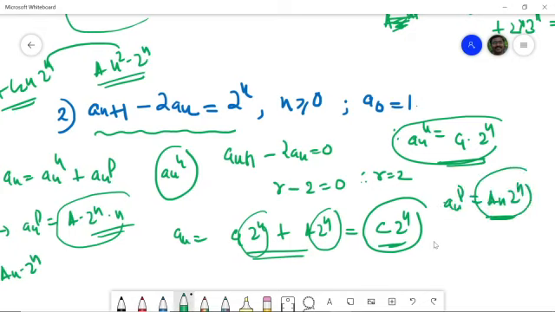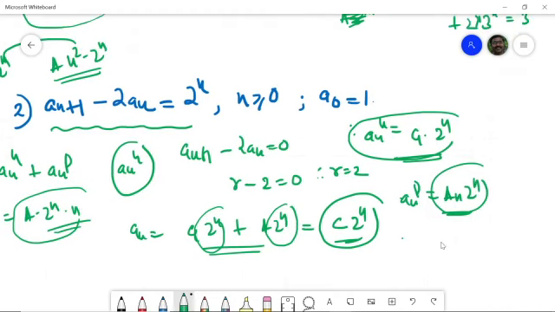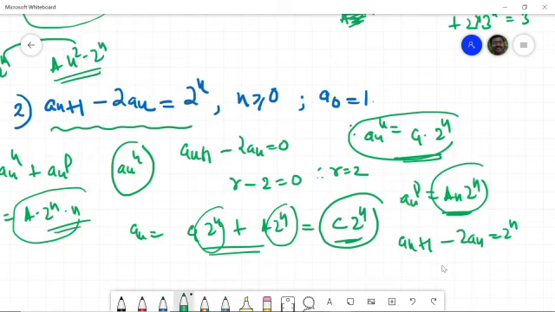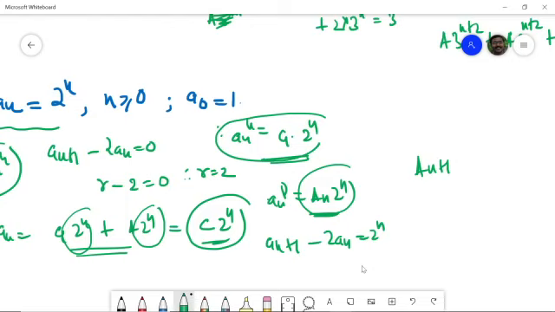So when you substitute this a_n into the given equation, which is a_{n+1} minus 2a_n is equal to 2 raised to n, we will just apply this here. So it will be a_{n+1}, which is a into n plus 1 into 2 raised to n plus 1, minus 2 into a into n into again 2 raised to n, which is equal to 2 raised to n. So you will try to find the value of a from here.